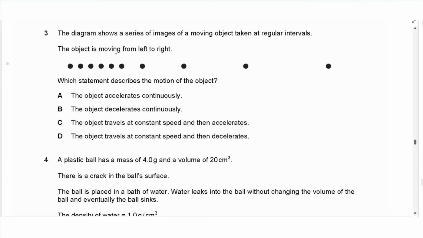Question 3 says the diagram shows a series of images of a moving object taken at regular intervals. That means equal time intervals between each image. The object is moving from left to right. Which statement describes the motion of the object? The distances at the first part were equally spaced, so we are moving with constant speed. Then the distance increased in the same time interval, which means that the object is accelerating. The object accelerates continuously? No, there was constant speed at the start. Decelerates continuously? There was no deceleration. The object travels at constant speed and then accelerates. Yes, so the answer is C.